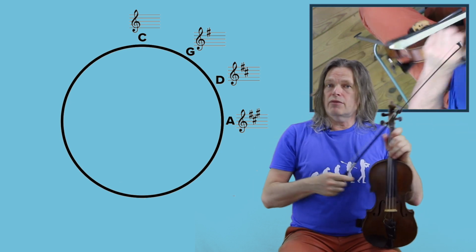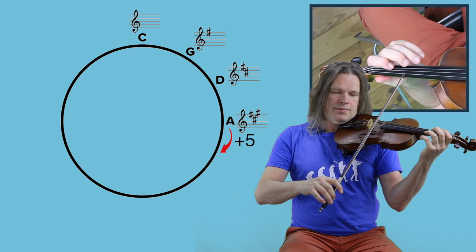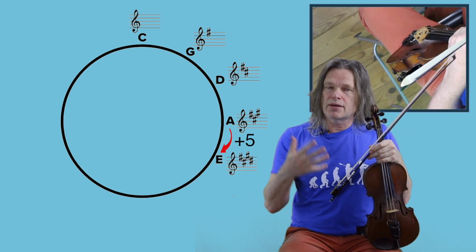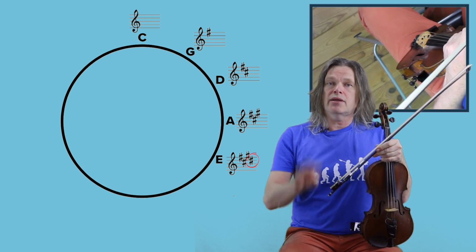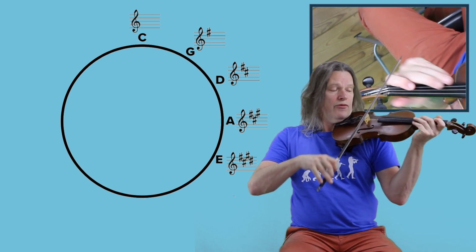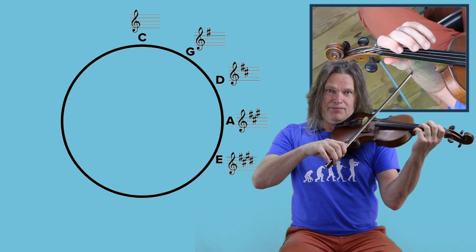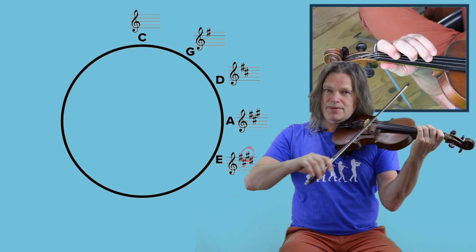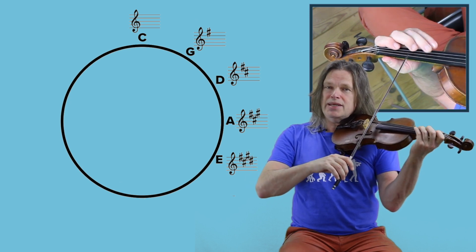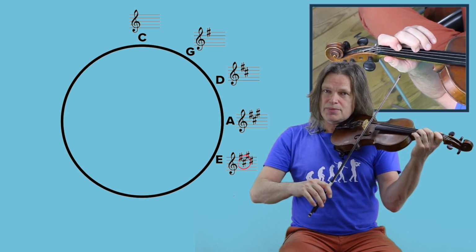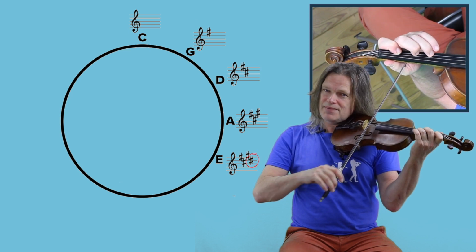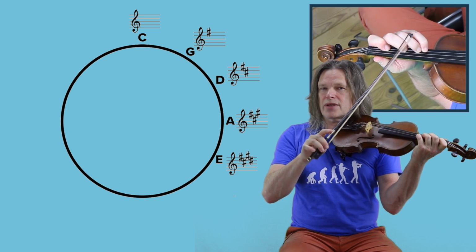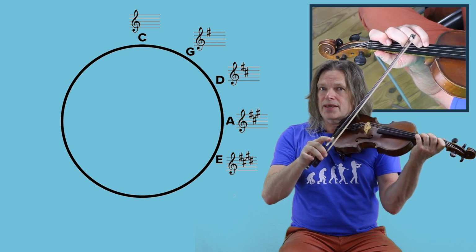Moving up again. From A we go 5 up. We're in the key of E. Well, add another sharp again. We've got 4 sharps now. 4 sharps. Let's count them. E, F sharp, G sharp, A, B, C sharp, D sharp, and E again. 4 sharps. Gives us the notes for the key of E, E major.